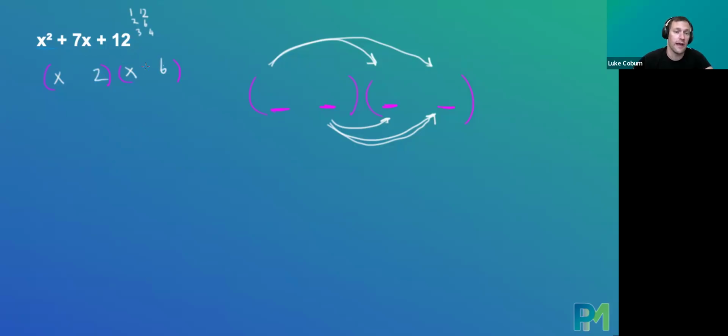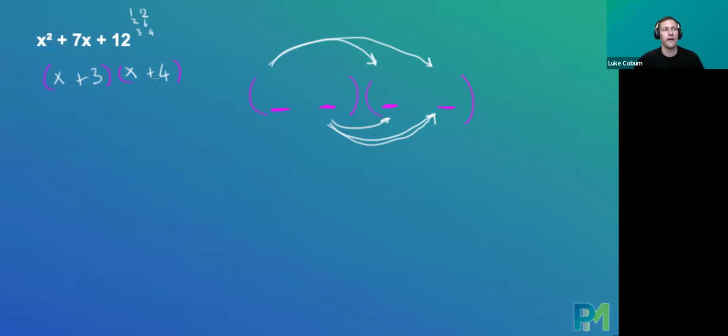X times 6 will be 6x. X times 2 will be 2x. So 6x and 2x won't be able to give us this 7x, okay? So then we try the 3x and the 4, and it's like that. So what I've done there, I've just demonstrated for you trial and error, right?